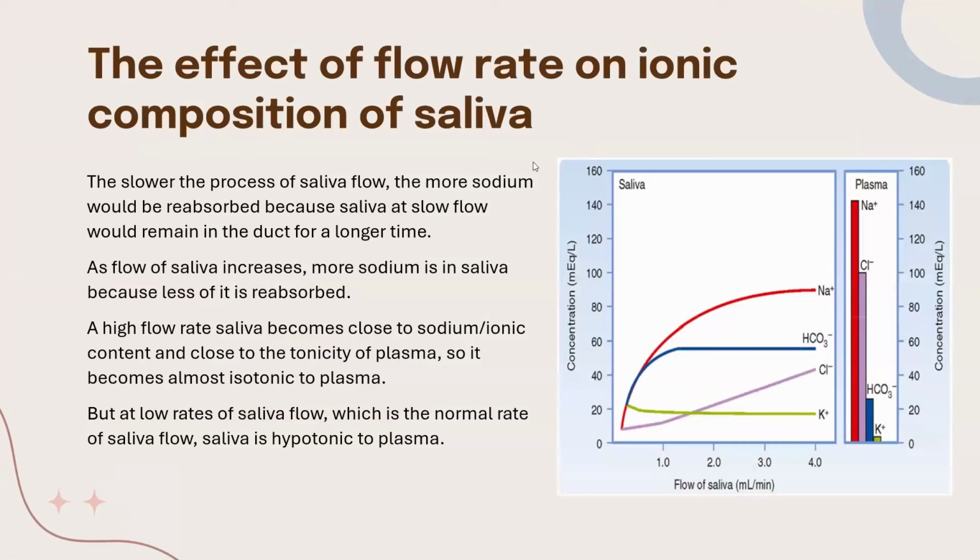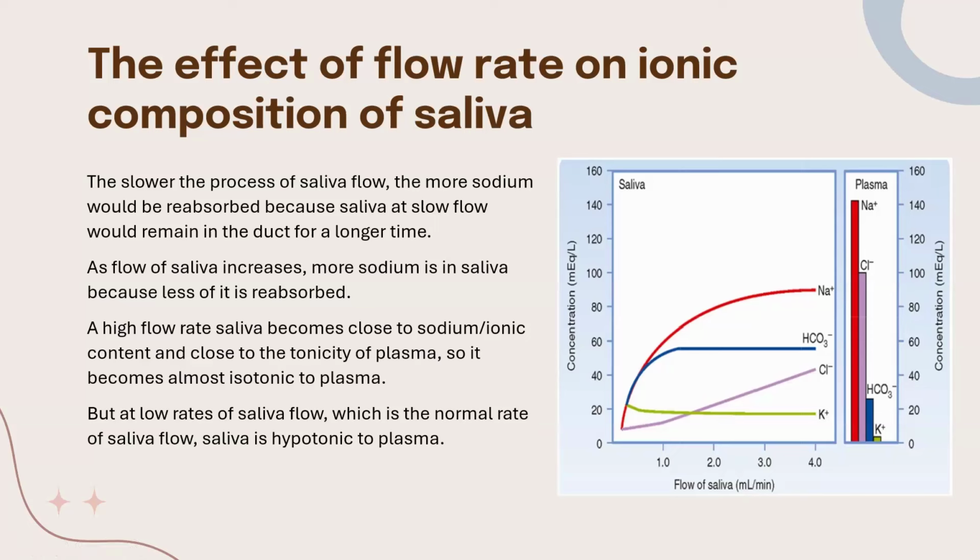Now for the effect of flow rate on ionic composition of saliva. Here, as you can see, we have the flow of saliva and the concentration of the ions. The faster the flow becomes, the more sodium we have. Why? Because, no, wait, I'll explain from the beginning. The slower the process of saliva flow, the more sodium would be reabsorbed.